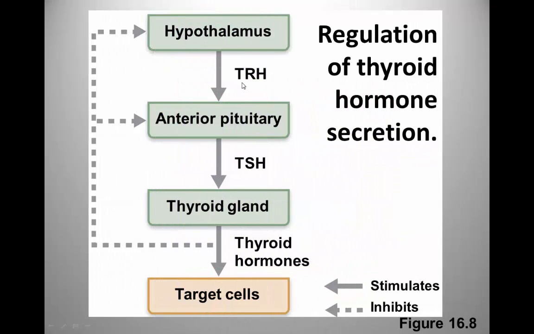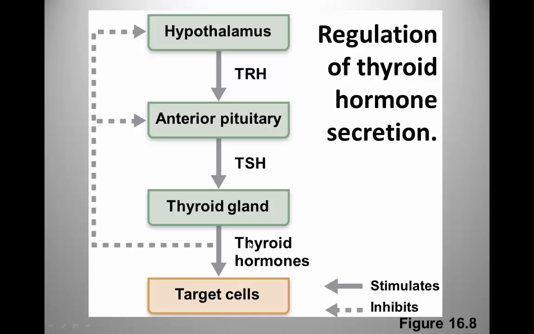TRH, or thyrotropin-releasing hormone, from the hypothalamus, stimulates the release of TSH, thyroid-stimulating hormone, from the pituitary gland. TSH stimulates both the synthesis and secretion of T3 and T4, the thyroid hormones.